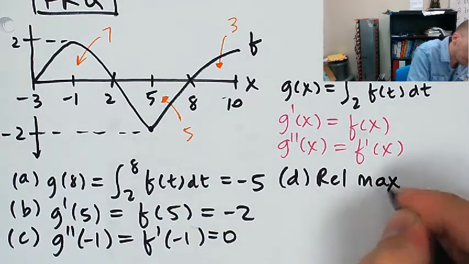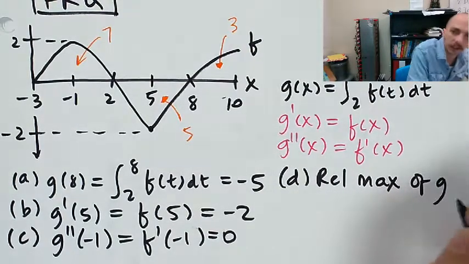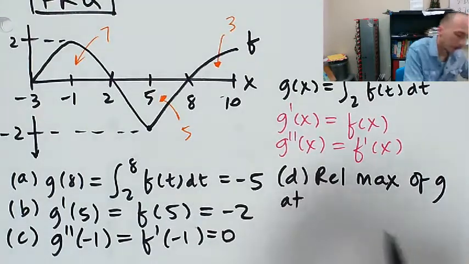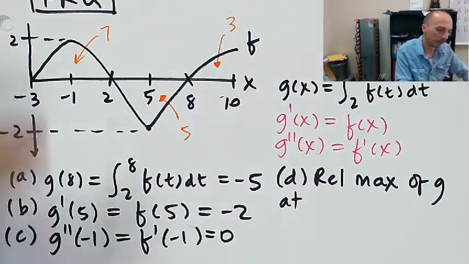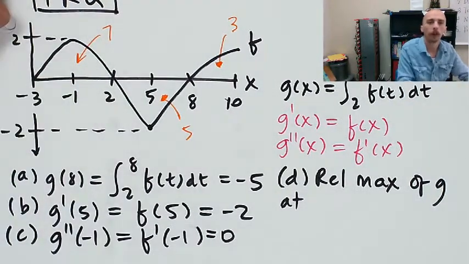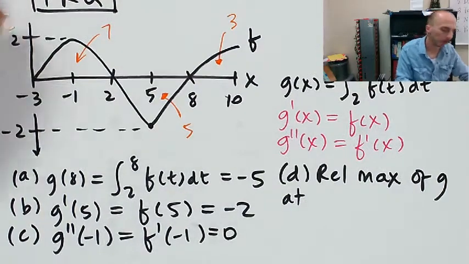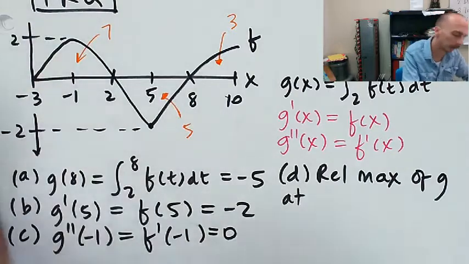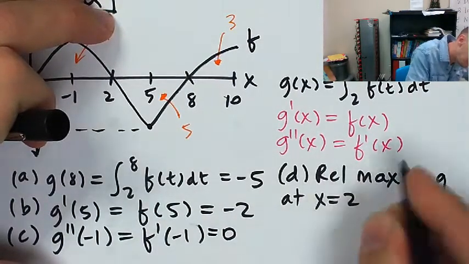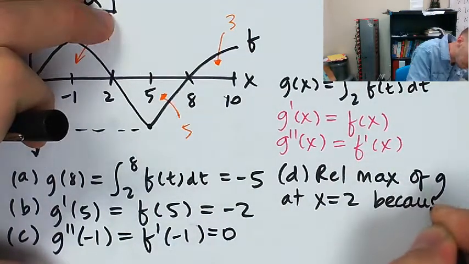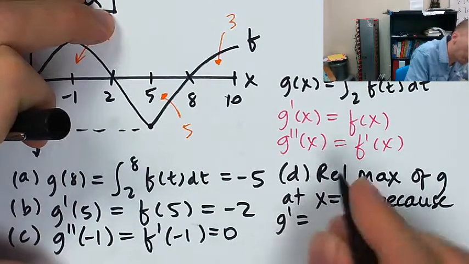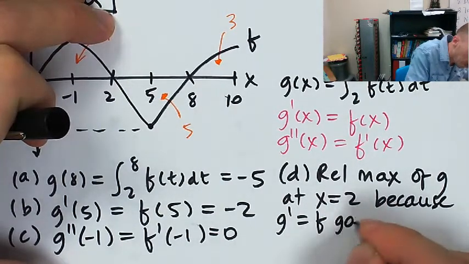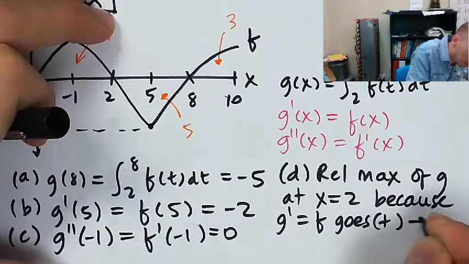Let's just say there's a relative maximum somewhere of g. Well, that would be a place where g's derivative, which is this, is going from positive to negative. So that's going to be right here at 2, because g prime, which is f, went from positive to negative. So at x equals 2, because g prime, which I know is equal to f, goes from positive to negative.